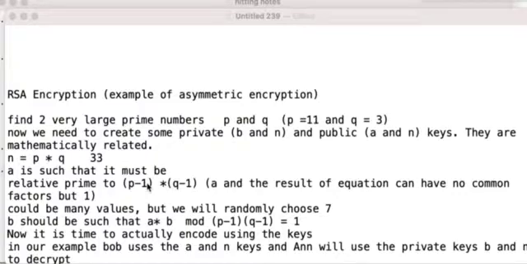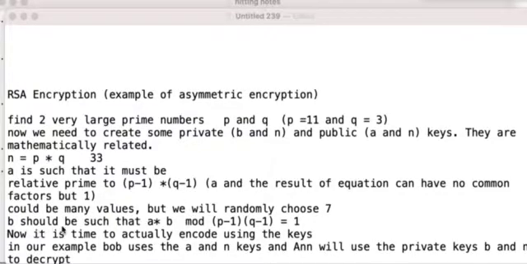Now, this could be a lot of values, right? It could be 3, could be 5, 7, 9, 11, 13, 17, and 19. They're all relatively prime to 20. The computer will randomly generate one of these. It'll randomly select one of these, and let's suppose it selects 7. So now we know that N is 33, and we've calculated A to be 7.